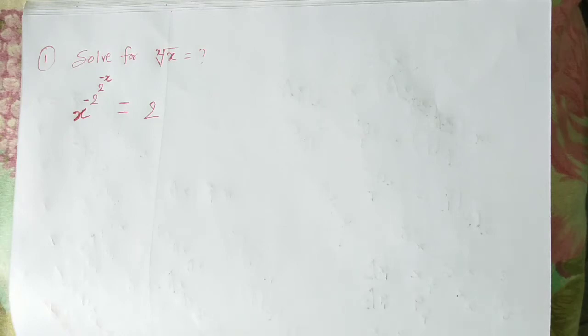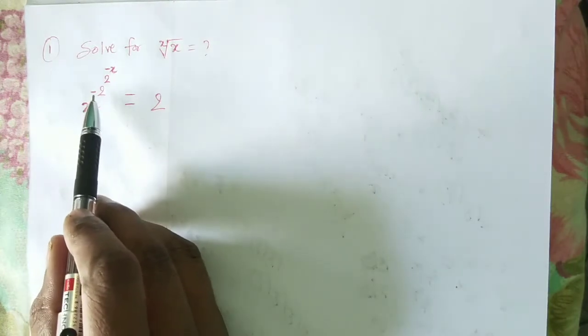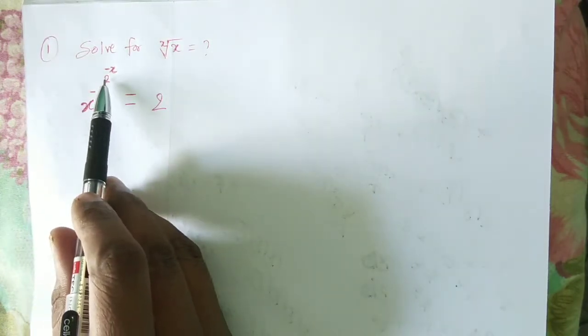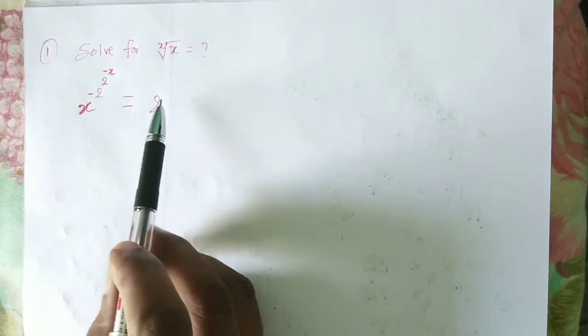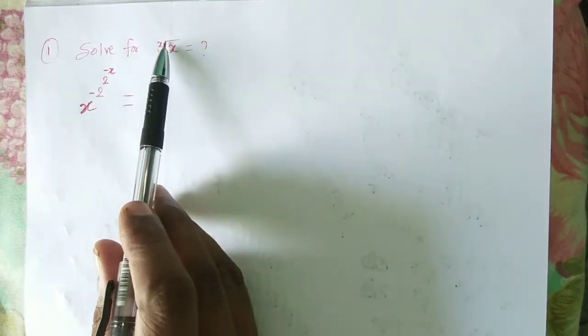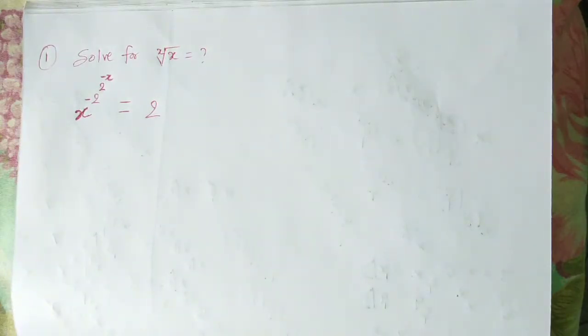As you can see here, the question is x to the power minus 2 to the power 2 to the power minus x is equal to 2, and it is asked to solve for x. If you would like to give this problem a try, then just pause the video and give it a try. Whenever you are ready, keep watching. So let's see how to solve this question.